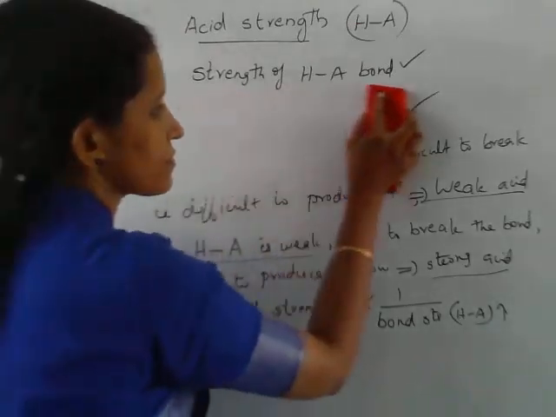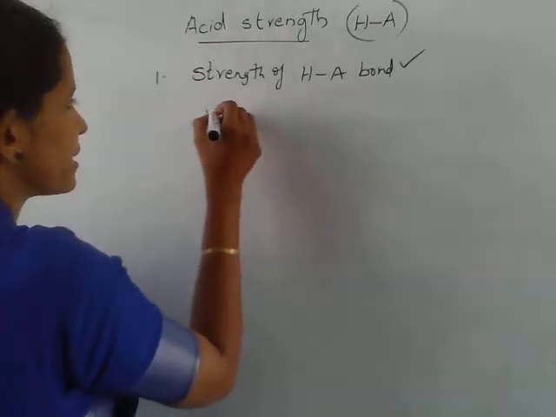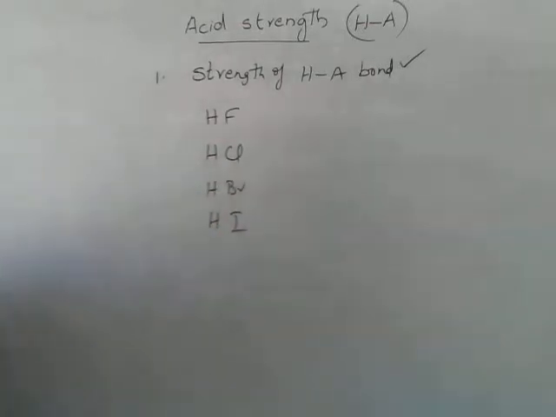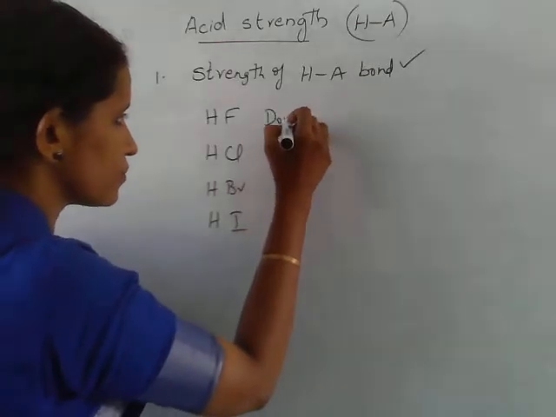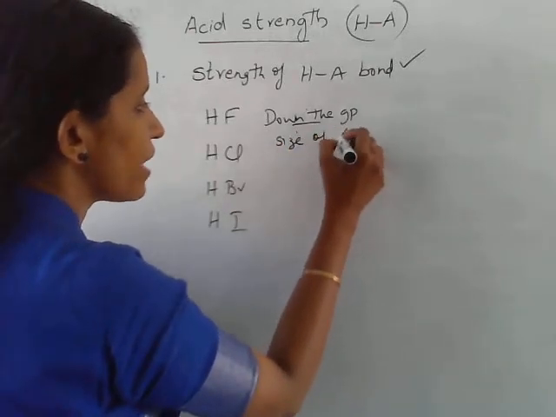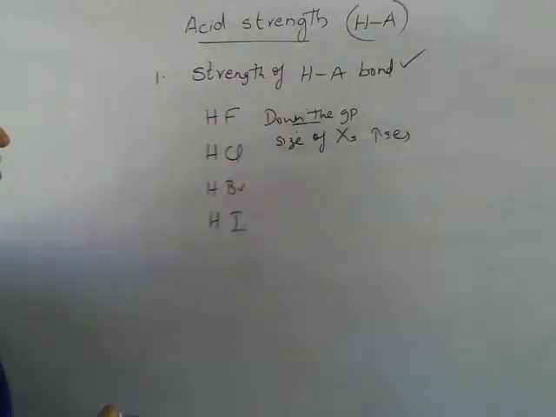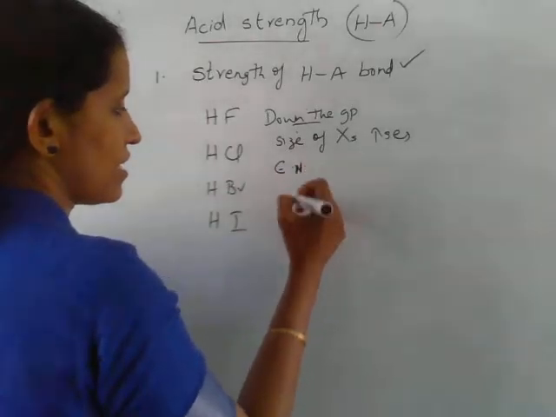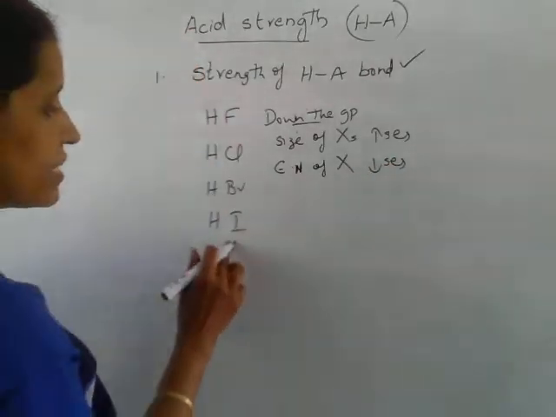Let us take an example. Group 17 elements. The acids of group 17 elements, hydrides of group 17, HF, HCl, HBr, HI. These are the acids formed by group 17 halogens, fluorine, chlorine, bromine, iodine, which belong to the same group. Now down this group, size of the halogens increases. Down the group, size of the halogen increases from fluorine to iodine. Electronegativity of the halogen down the group decreases. Fluorine is most electronegative, iodine is least electronegative.